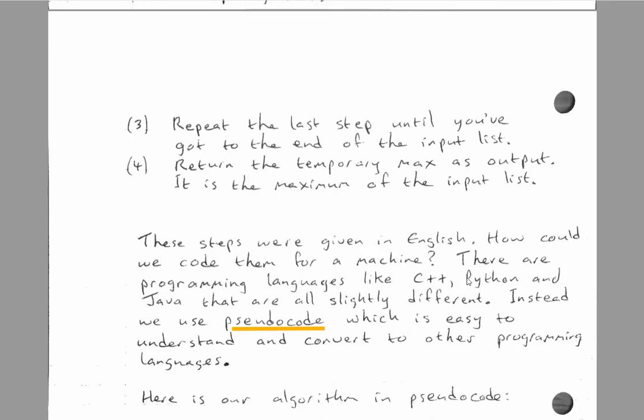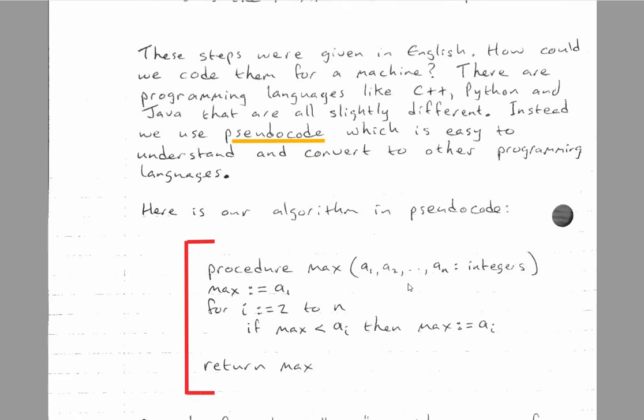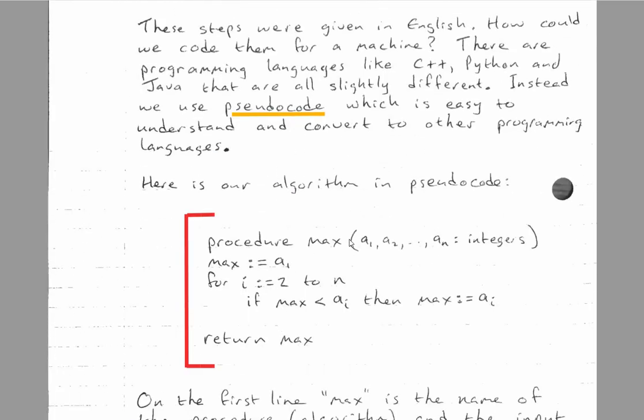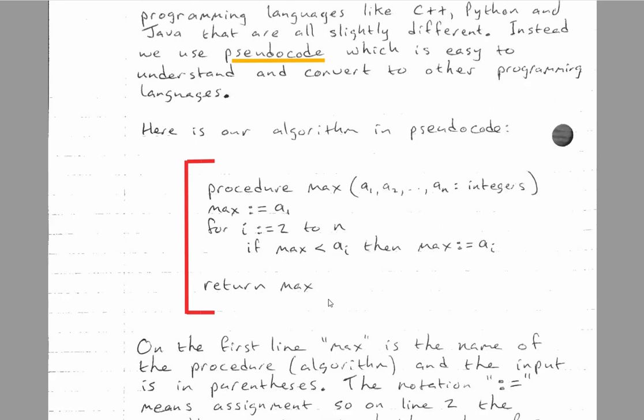But instead of working with a specific language, in this course we work with pseudocode, which is easier to understand, less technical, but it's easy to convert. So if you know other languages like Python, then it's easy to convert pseudocode into Python. Okay, so let's see what our four-step algorithm looks like in pseudocode. So here's the pseudocode version.